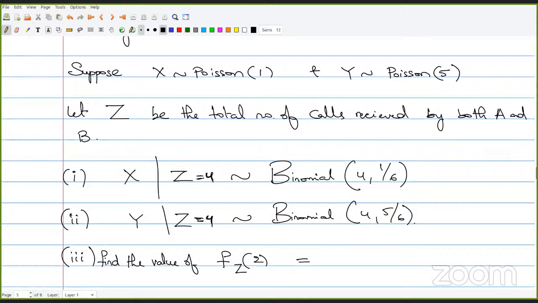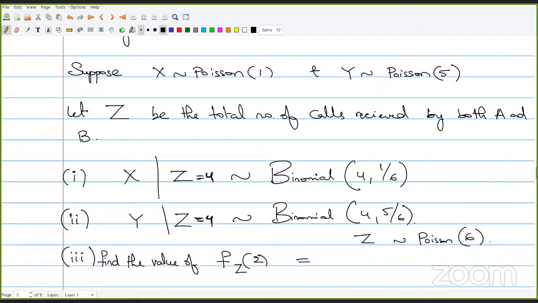Okay. In small, what is Z? What is the distribution of Z? X plus Y. Poisson? Lambda 1 plus lambda 2. The distribution of Z will be Poisson, 1 plus 5, right? Lambda 1 plus lambda 2. Okay. Now we know Z follows Poisson 6.